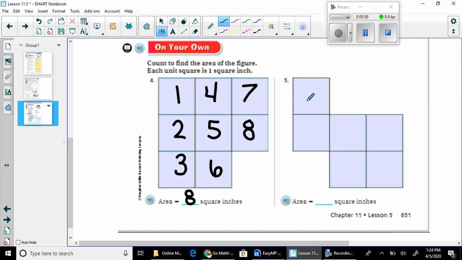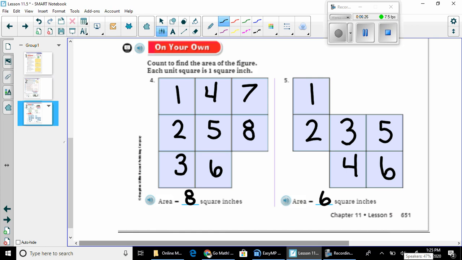Each space or each square is equal to 1 square inch. So I'll go through and write the number on each to find how many square inches are in my area. So the first one would be 1, 2, 3, 4, 5, and 6. All right, so my area of this figure would be 6 square inches.